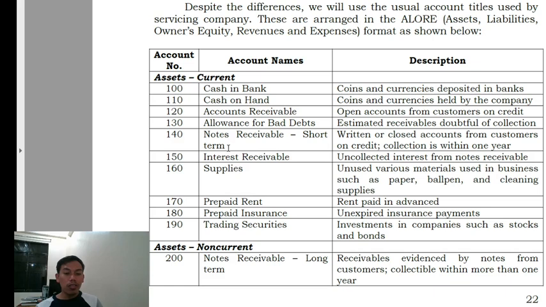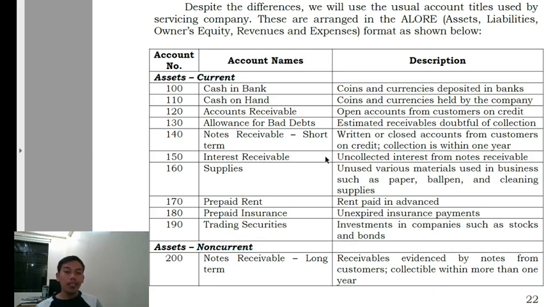Next, notes receivable, short term. So, may mga receivable notes na short term. Dahil note siya, merong written or closed accounts from customers on credit. The collection is within 1 year. So, kasi kapag more than 1 year, hindi na siya short term. It would become long term. So, kung short term siya, edi current siya. Pero kung long term siya, non-current siya.